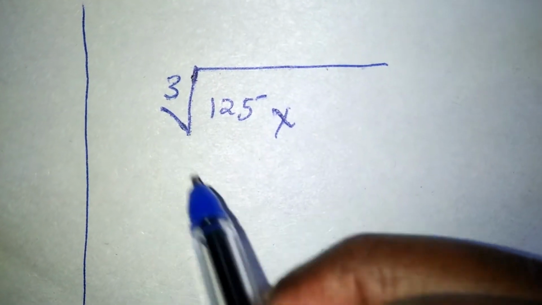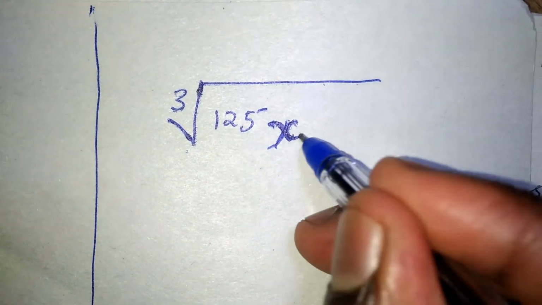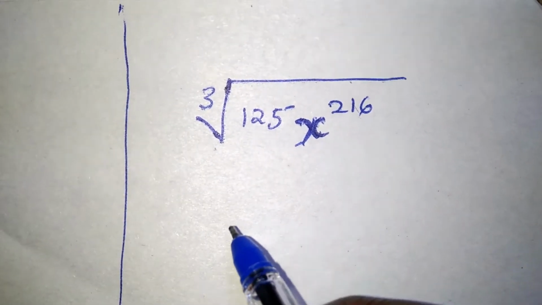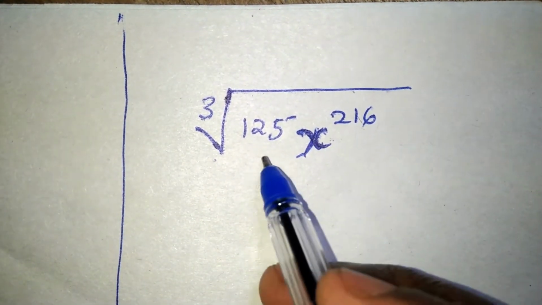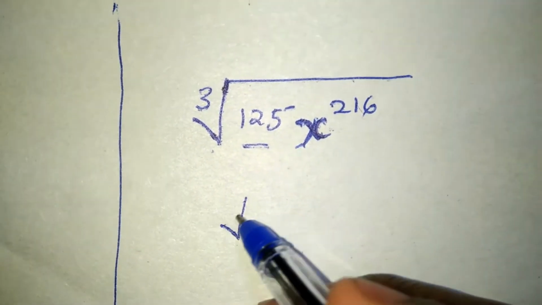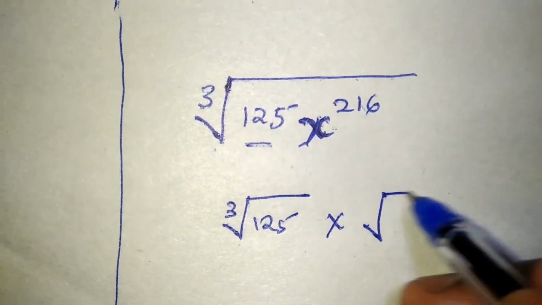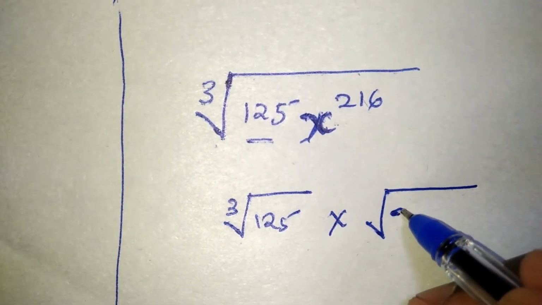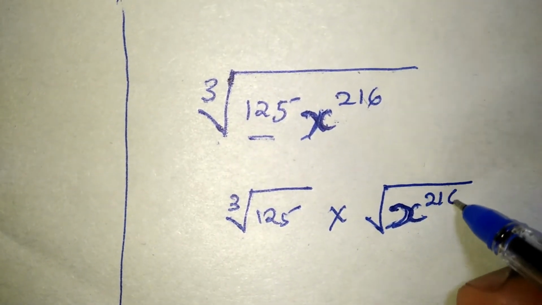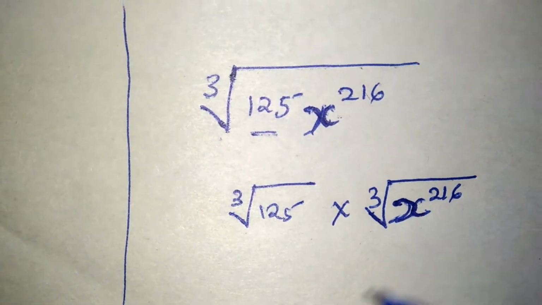Another problem is the cube root of 125 times x raised to 216. And so this is the cube root of 125. We do that separately. The cube root of 125 is being multiplied by the cube root of x raised to 216.